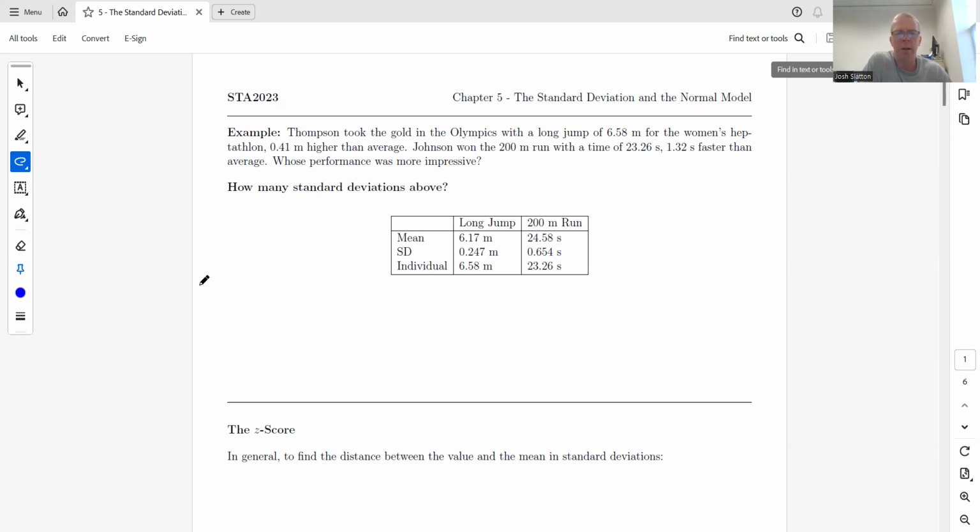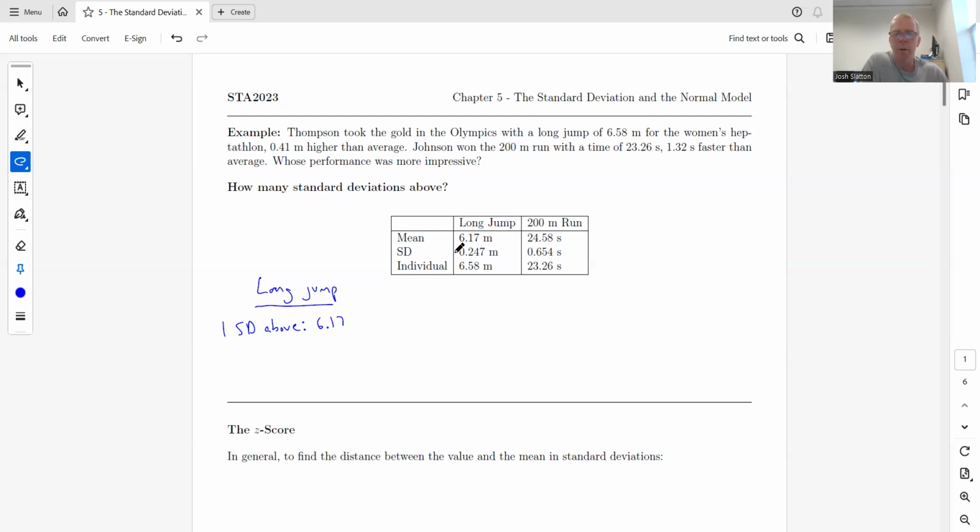One way to do this is to look at the long jump and figure out how far we are measured in standard deviations. We can make that a common measurement between the two. There's no way to convert seconds to meters or vice versa, but we can talk about this in standard deviations. So if we look at one standard deviation above for the long jump, so let's take the mean, and we're talking above the mean. When we say above, we're implicitly saying above the mean.